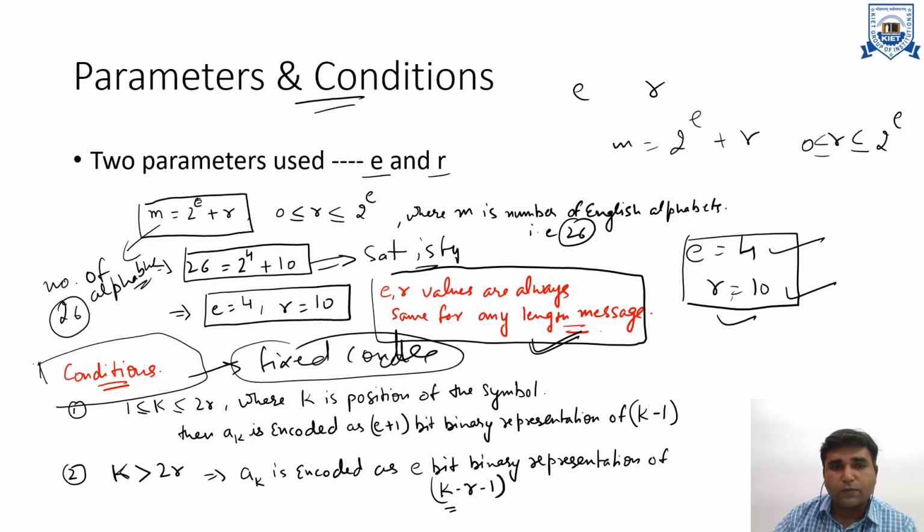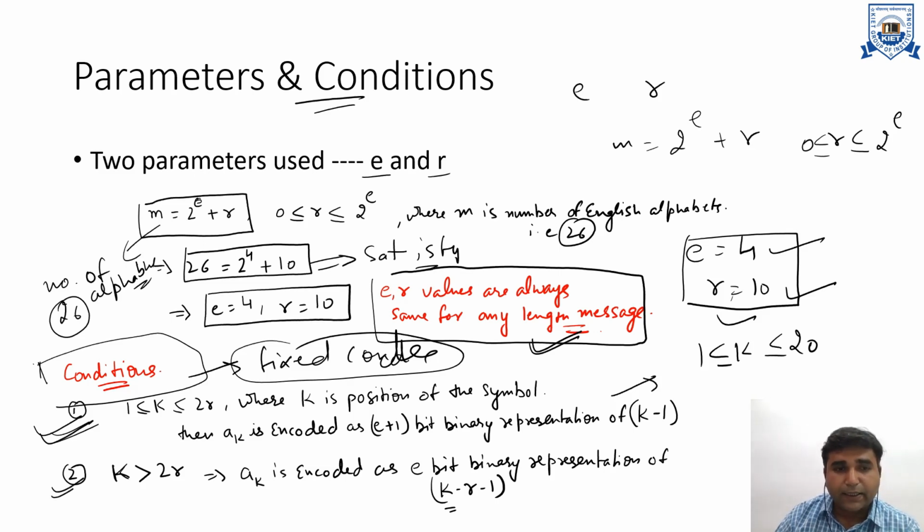Okay, now come to the conditions. The first condition says that if the value of k is greater than or equal to 1 but less than or equal to 2r, meaning less than or equal to 20, that is, if the value of k lies between 1 and 20, then we will follow the first condition.